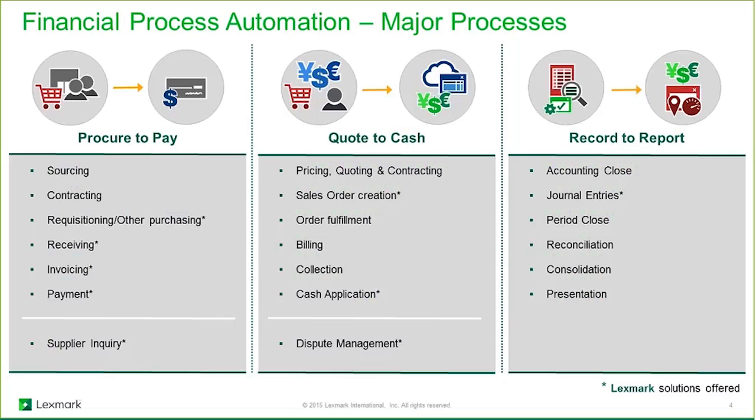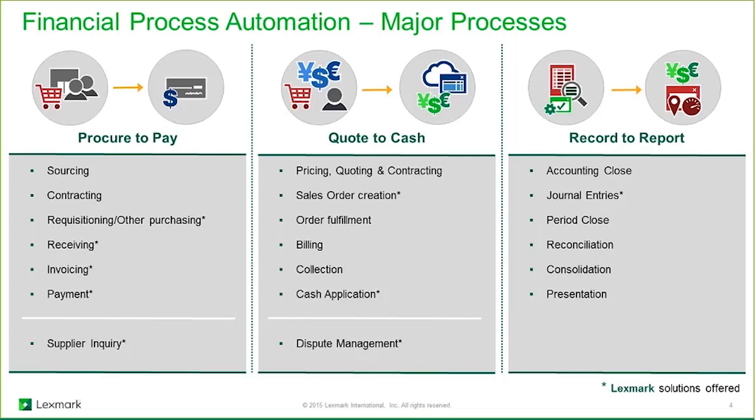So in terms of the scope of financial process automation, the first major process is procure to pay, and this is where the requisitioning fits. This is where buyers and sellers trade information, the most information, as a matter of fact. This includes accounts payable and requisitioning, which we're going to be talking about.